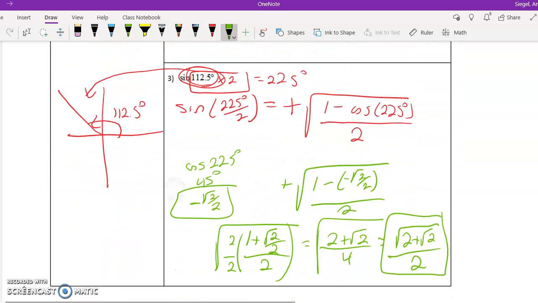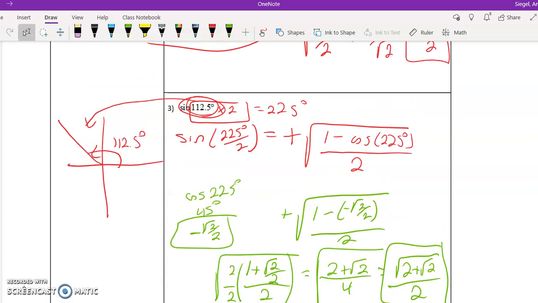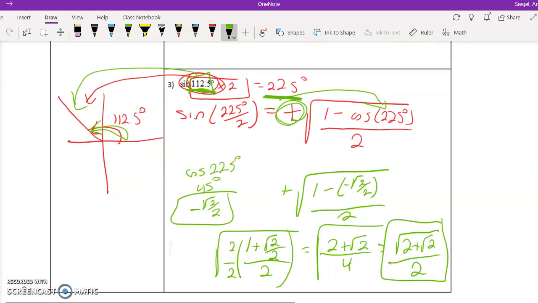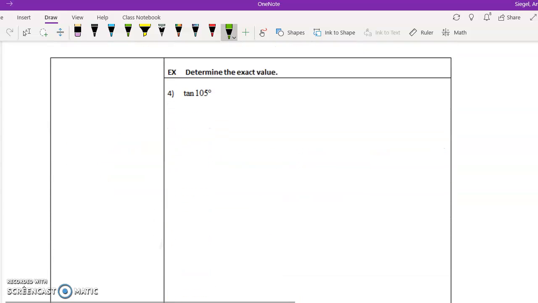One thing I do want to point out, because I think this can get confusing, is this is where you figure out that's your actual angle. Even though you use the 225 in your equation, your actual angle is going to be the 112. So I base that plus or minus off of your original angle. Okay, I just wanted to make that clear.